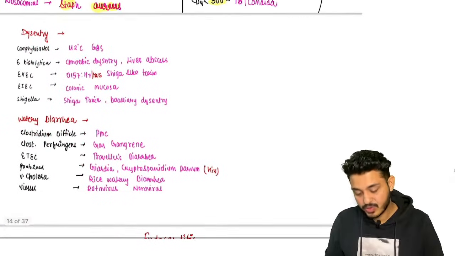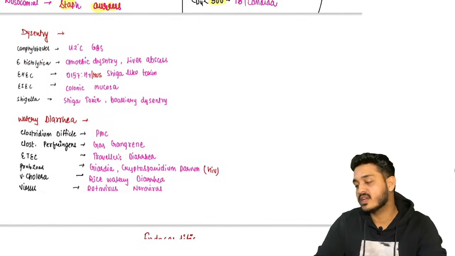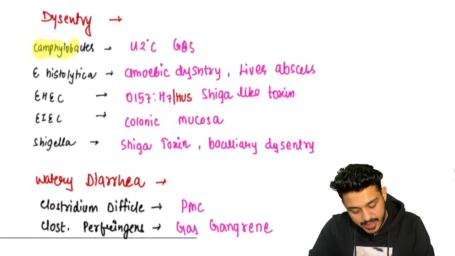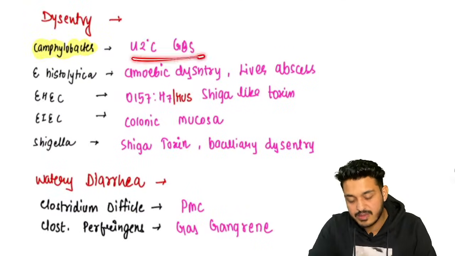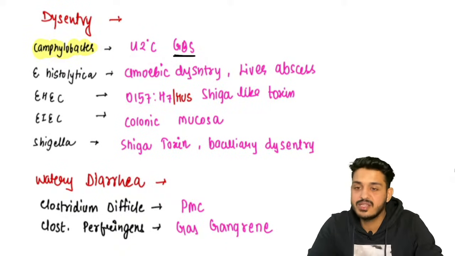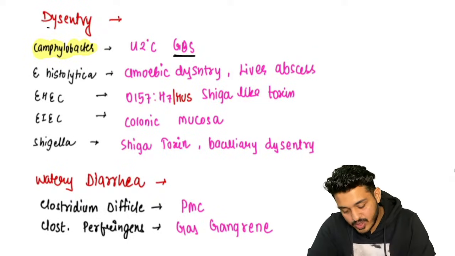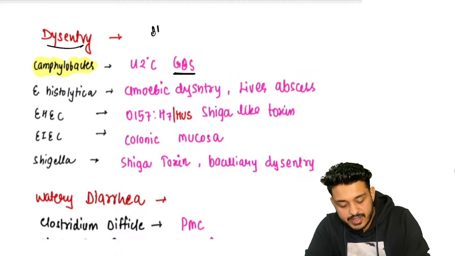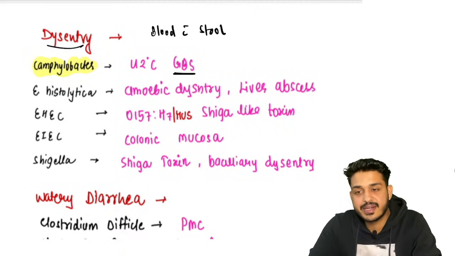The next thing is about dysentery. For dysentery, you have to remember these 5 causes. What are these 5 causes? The first is Campylobacter jejuni. I told you this is going to cause Guillain-Barré syndrome, associated with GBS. This can lead to dysentery. Dysentery means blood with diarrhea, blood with stool. This is known as dysentery, right?